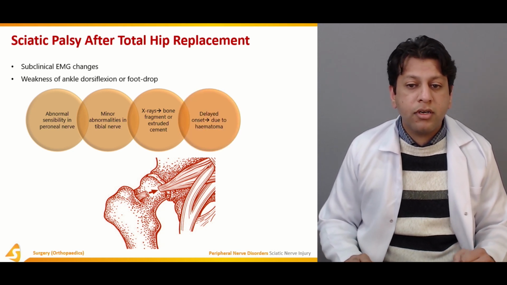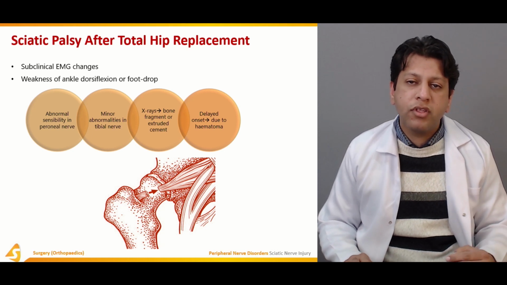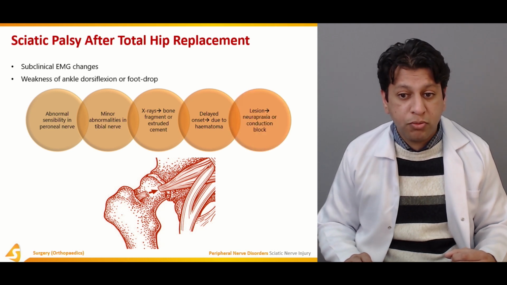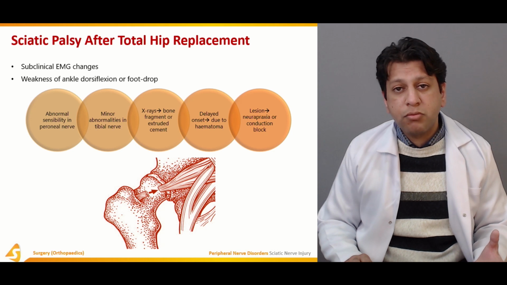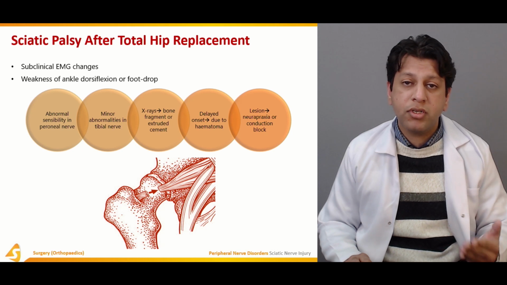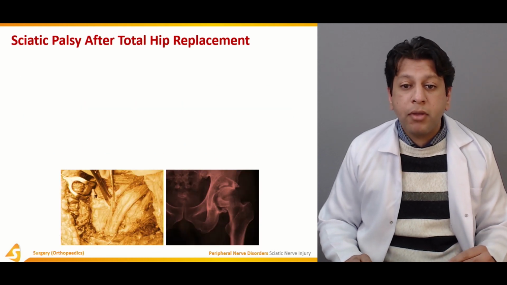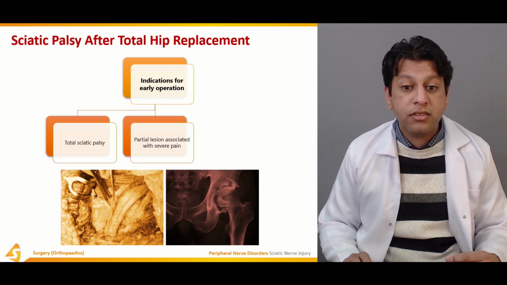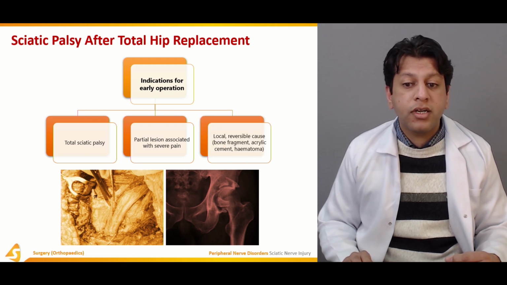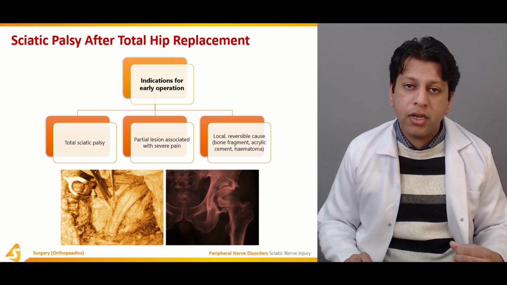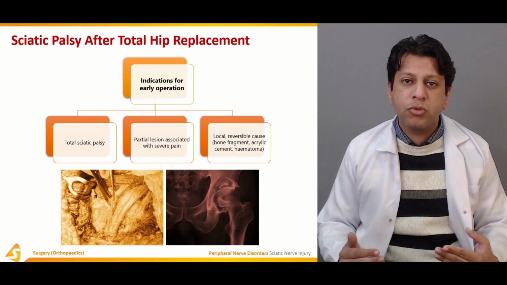Rarely, it can be delayed, if there is excessive hematoma in the post-operative period, this hematoma can compress the nerve as well. Once the lesion has occurred, we have to analyze whether it's a neuropraxia due to hematoma or it's axonotmesis or neurotmesis. Coming to the treatment, indications for early operation include total sciatic nerve palsy, partial lesion associated with severe pain, and a local reversible cause, that is if there's a bone fragment or cement or a hematoma that can be evacuated, then it should be evacuated as early as possible so that the nerve can recover normally.